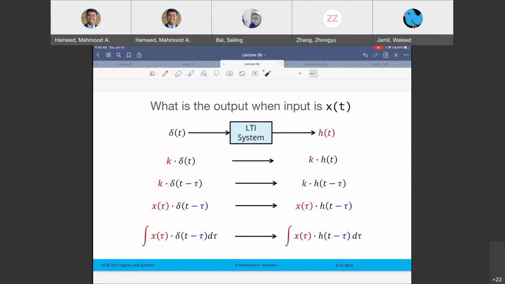Next, k remains as is. I'm shifting the input by tau. If you shift the input by tau, the output also gets shifted by the same amount. Why? LTI system. Subset TI system. Time invariance should apply. Delay the input, delay the output also by the same amount. So a tau over there corresponds to tau over there.